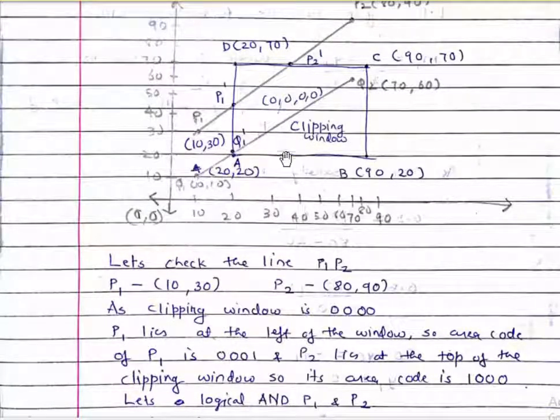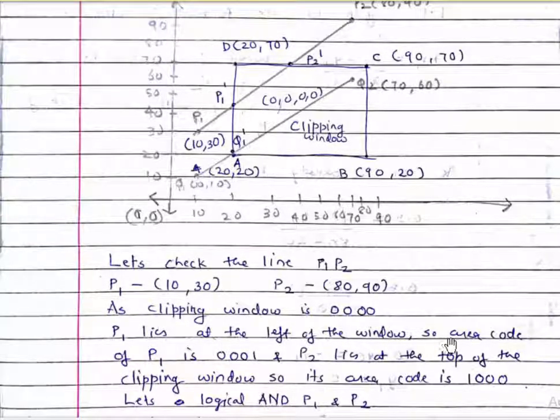First, draw a diagram like this. This is a simple graph diagram that we have drawn. Now let's check the line P1 P2. P1 is (10, 30), P2 is (80, 90), and the clipping window is (0, 0) to (90, 70). P1 lies at the left of the window.